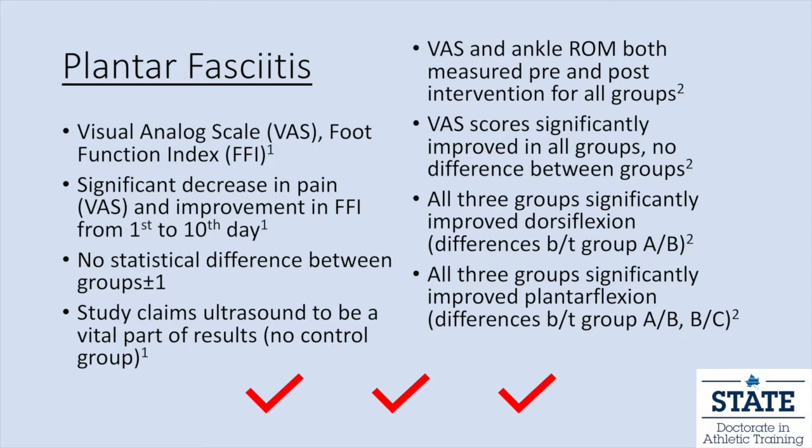All three groups also improved in dorsiflexion, and the only statistical difference lied between the myofascial group and the positional release group. It didn't say in what way that was statistically different, like as if dorsiflexion was better in myofascial release versus positional release. It just said that there was a statistical difference. And then all three groups also improved in plantar flexion, and then there was also a statistical difference between myofascial and positional release groups, and then the positional release versus the stretching groups.